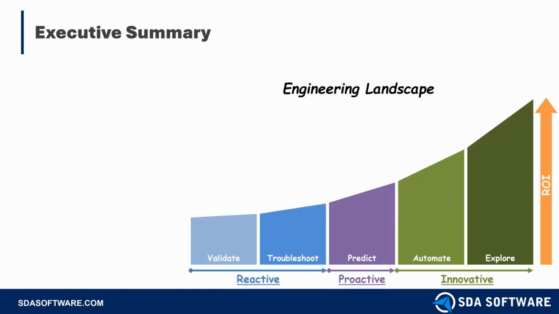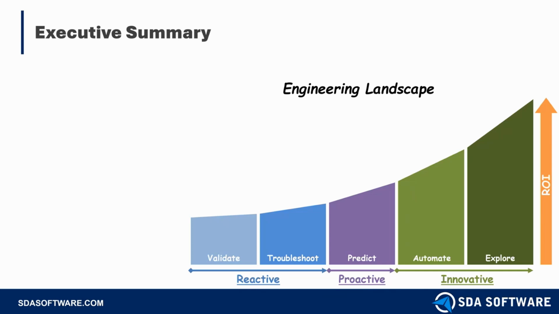Right now, I want to give you an executive summary so you have the key takeaway up front. In the current engineering landscape, if we look at this chart, a lot of different companies are in different phases of engineering. On the far left, you have the reactive phase, where you do a little bit more validation and troubleshooting. And maybe some companies have already proceeded to more proactive engineering, where they do predictions with their VMAP, Star CCM Plus, doing their CAE analysis on their new products.